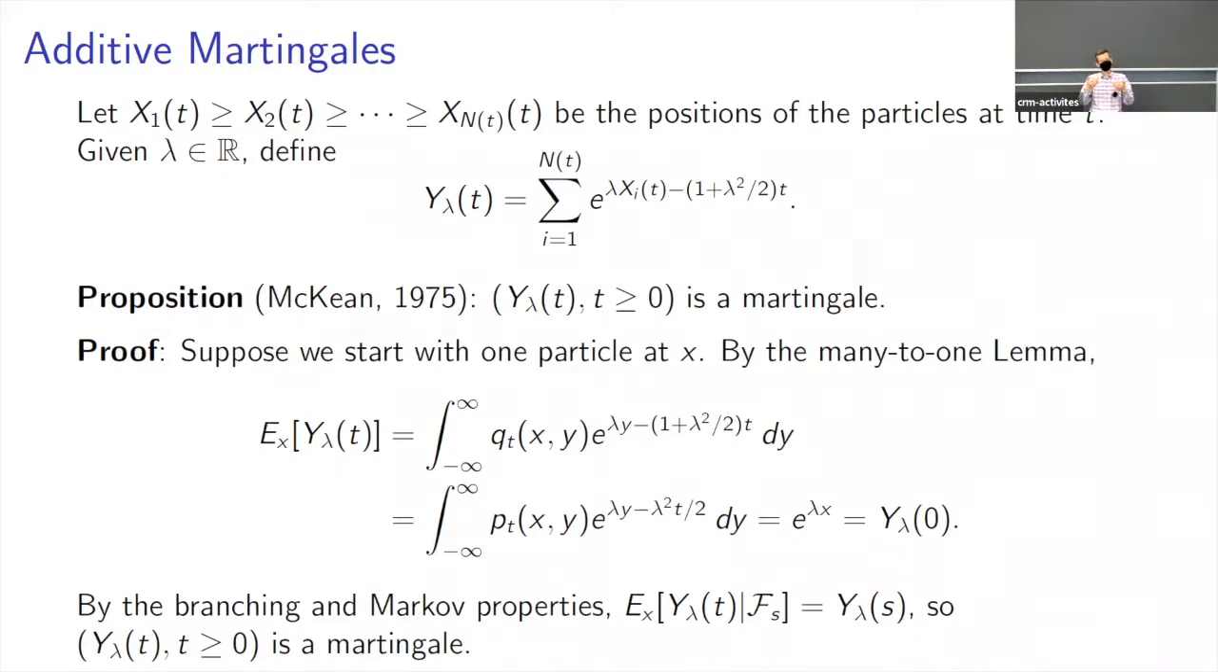Now it follows from the branching property and the Markov property that conditional on everything that the process does up to time s, the particles after time s evolve independently, just as independent branching Brownian motions. And consequently, it follows from this calculation that the expected value of the process at time t, given the information up to time s, is exactly the value of the process at time s, and that's the martingale property.